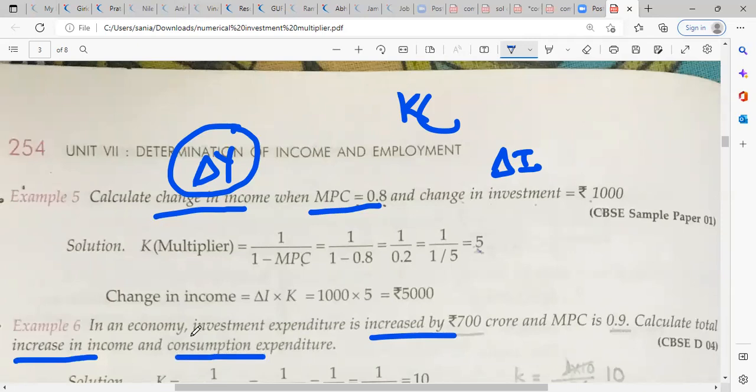Yes, ma'am. Ma'am, so this also we did. Is it? No, no, ma'am. Okay. So first of all, now you will be wondering, ma'am, how we will calculate consumption expenditure, right? So first of all, calculate this, and then I'll tell you how you are going to calculate this. Clear? Yes, ma'am.